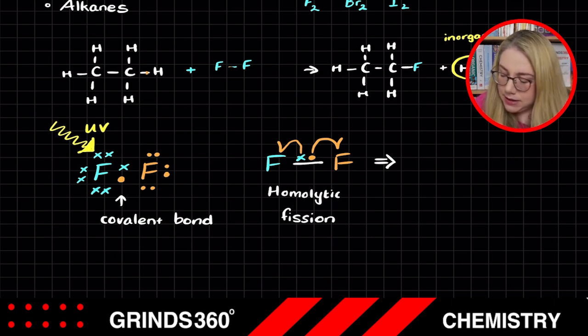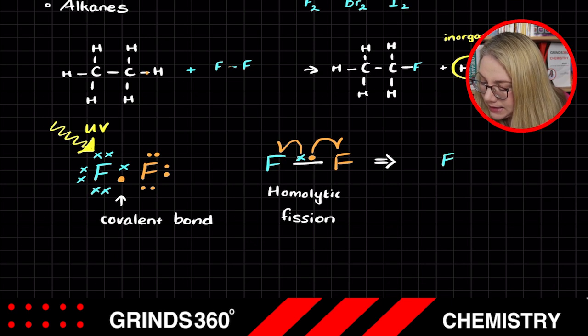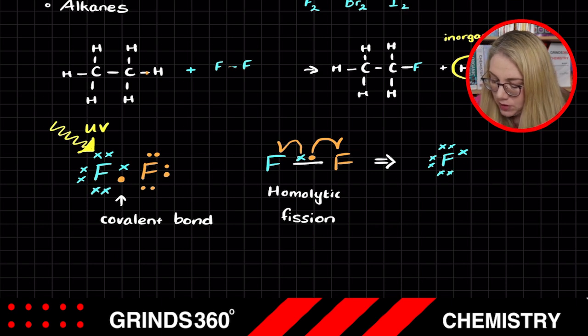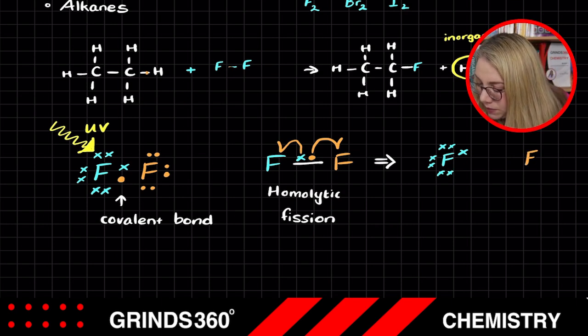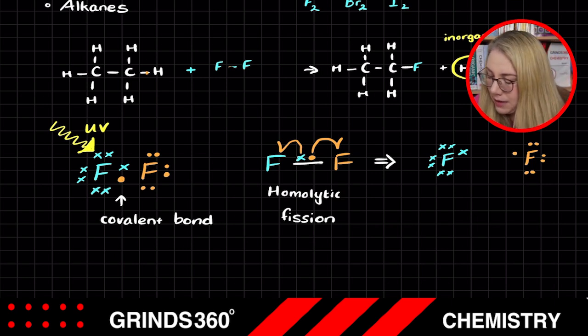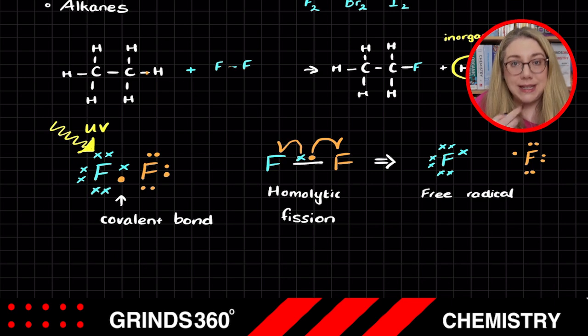Now, what the free radical will look like is this. That electron stays with the fluorine on the left, and it still has its other 7 electrons. And the other fluorine has its own 7 electrons like that. A free radical in chemistry is where you have an atom or group of atoms with an unpaired electron. And that's how the free radical forms here.